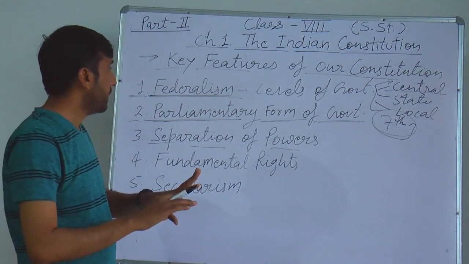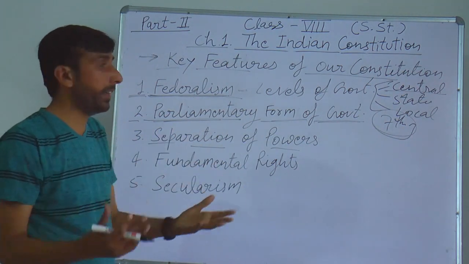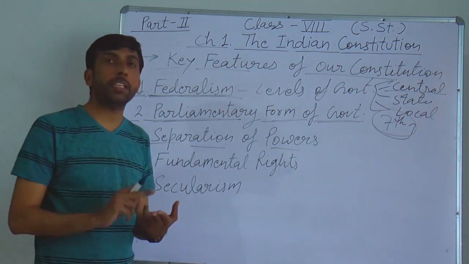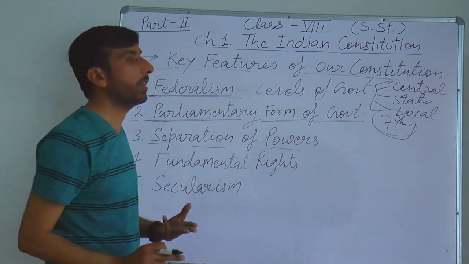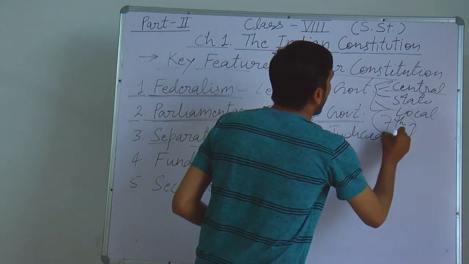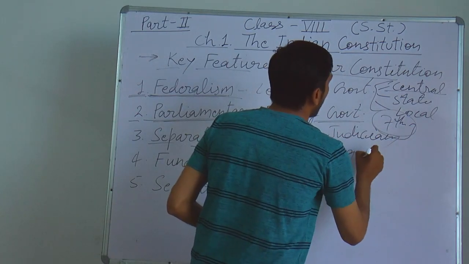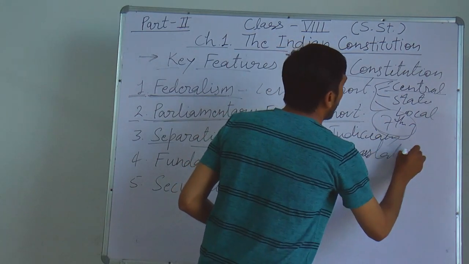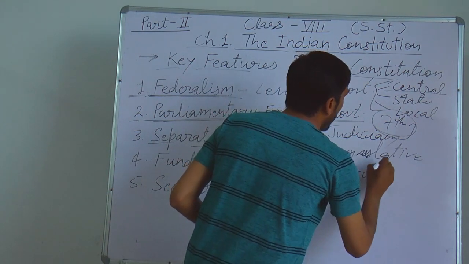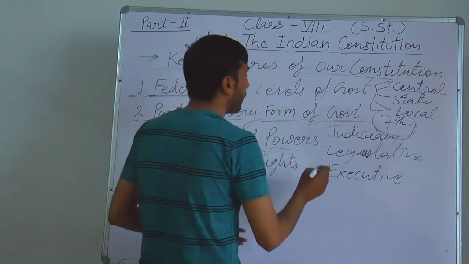Powers are divided, powers are separated. You know how? Because in India there are three main organs of the government. Which organs am I telling you? Judiciary, legislative and executive. You have to note this down.